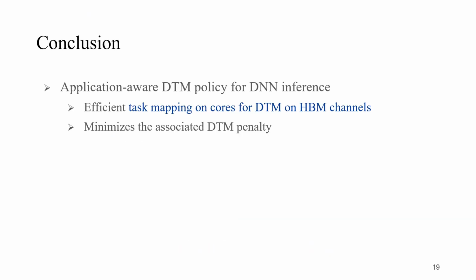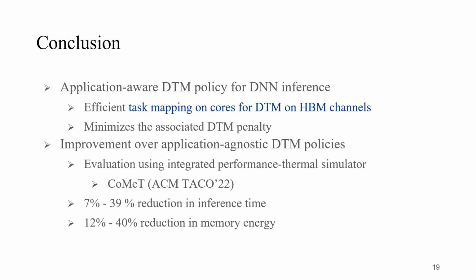To conclude, we propose an application-aware DTM policy for DNNs using efficient task mapping. We evaluate EuroMap using Comet Simulator and observe 7 to 39% reduction in inference time and 12 to 40% reduction in memory energy.